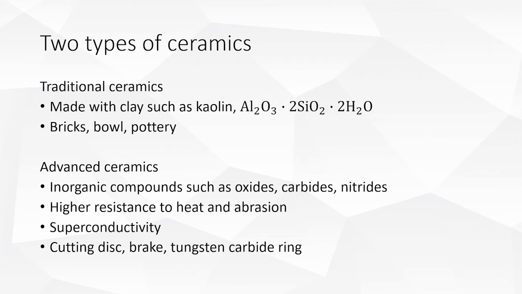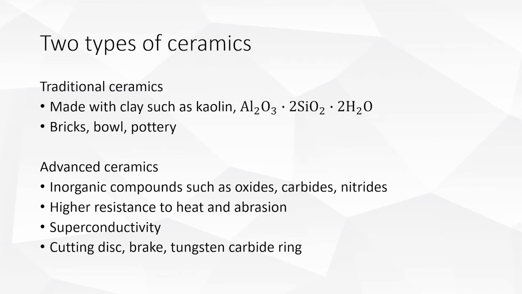Then heat the mixture at a very high temperature, about 1200 degrees Celsius, to produce ceramic. The composition of the clay used, type of additives, and varying temperatures determine the nature of the end product. Generally, traditional ceramics are used to make bricks, pottery, and crockery.